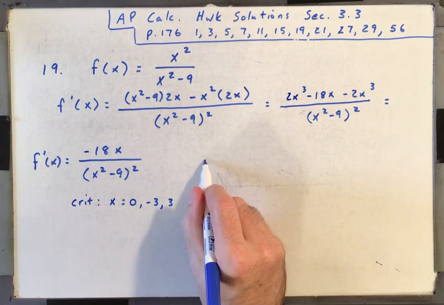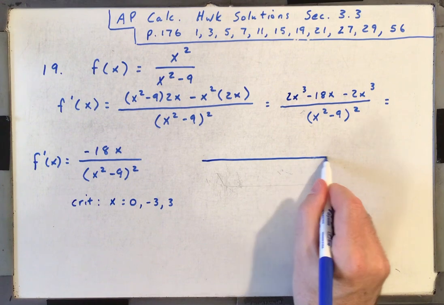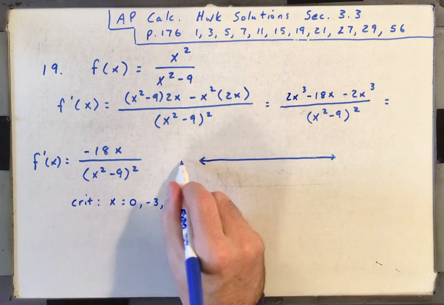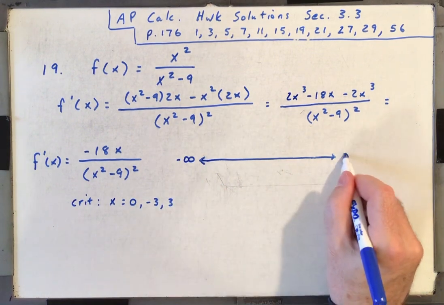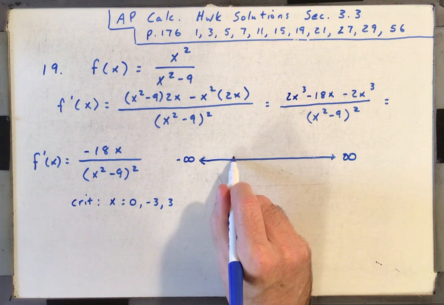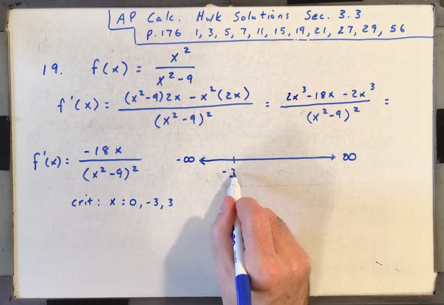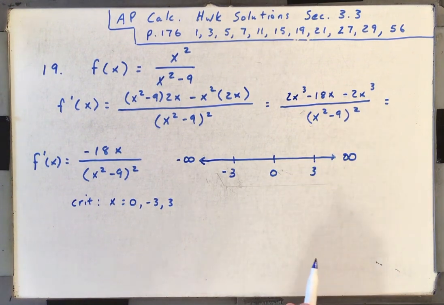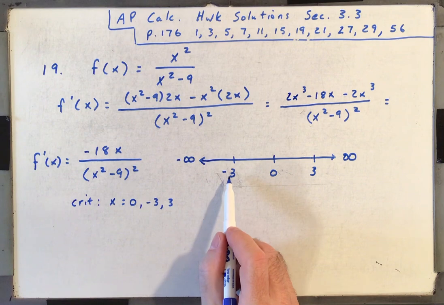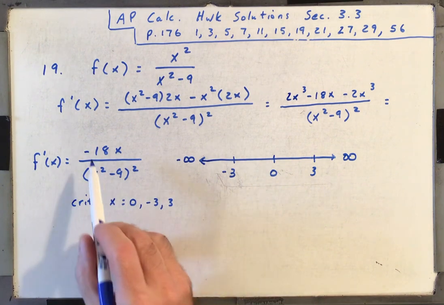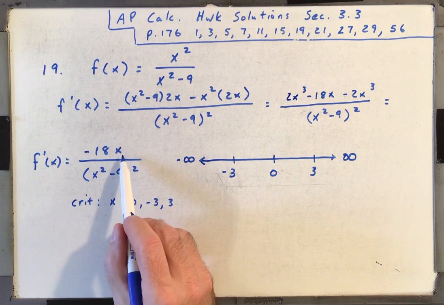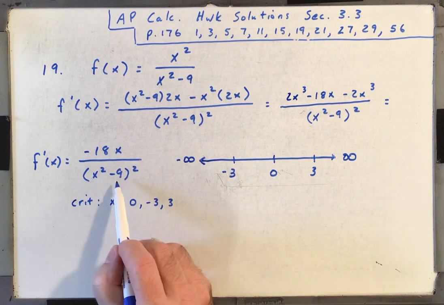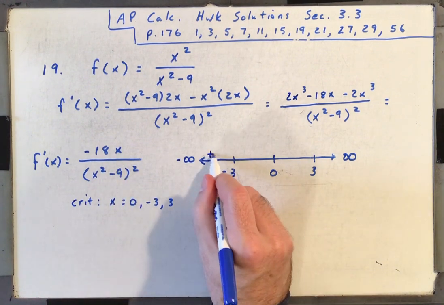So I'm going to plug in these 3 critical points right next to this because that's kind of easy to do in my head, to look at that. -infinity to infinity. Now don't put 0 first. -3 comes first, then 0, and then 3. All right, to the left of -3, I'm going to pick -10. -18 times -10 would be positive, and then that's going to be positive because you square it, minus 9 squared, positive over a positive.